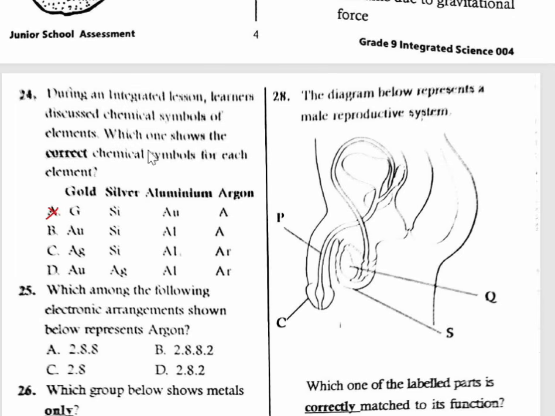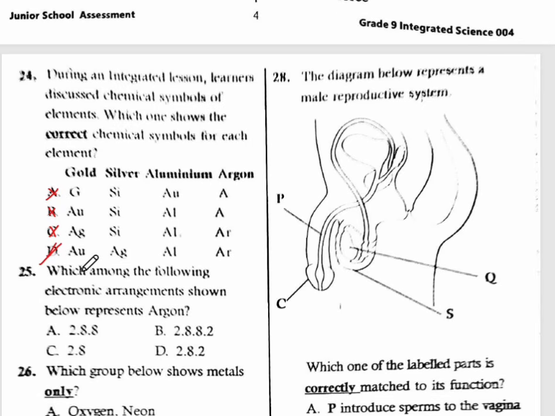The symbol for argon is not A, therefore B is automatically wrong. The symbol for gold is not AG. AG is for silver, so this is wrong also. And therefore the correct option is D. Gold is AU, silver AG, aluminium AL, argon AR. Therefore D is the correct answer.